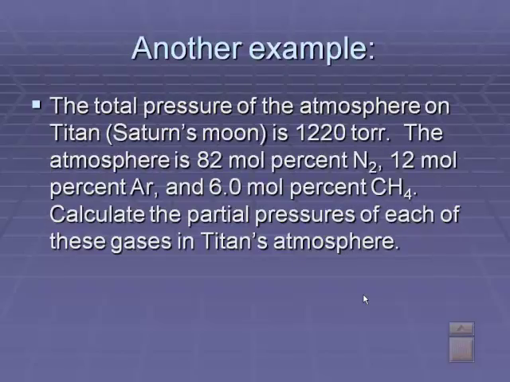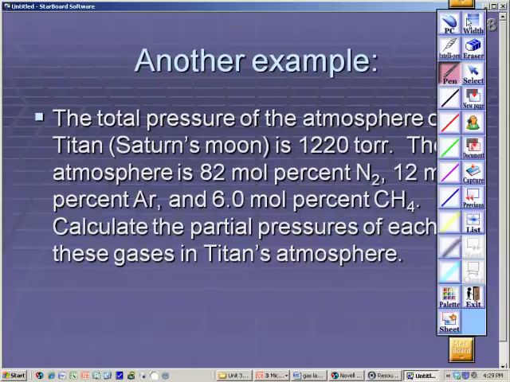Here's another example. The total pressure of the atmosphere on Titan, Saturn's moon, is 1,220 torr. The atmosphere is 82 mole percent nitrogen, 12 mole percent argon, and 6 mole percent CH4. Calculate the partial pressures of each of these gases in Titan's atmosphere. Now I'm going to just give you one of the partial pressures. And then on your practice problems, on your guided notes, I'm going to make you do the rest of them by yourself because this is pretty easy.